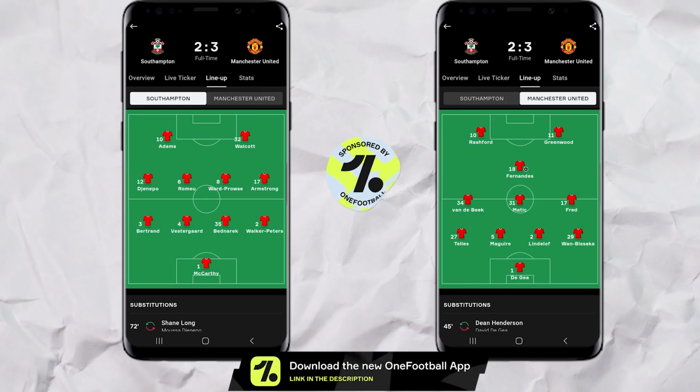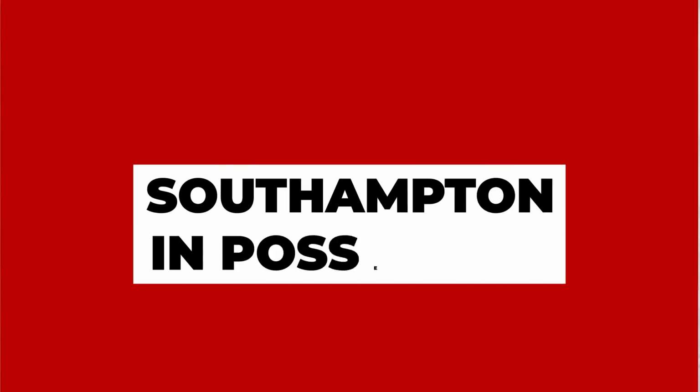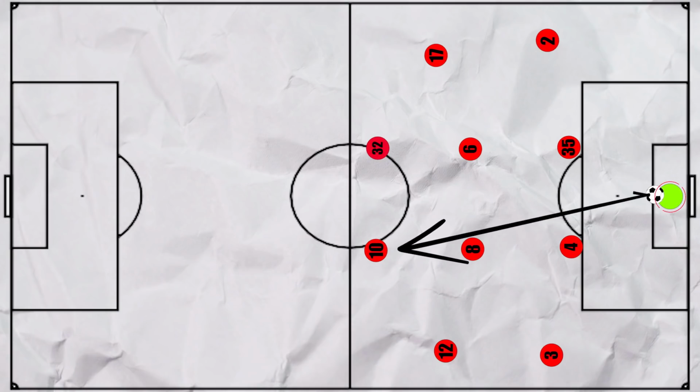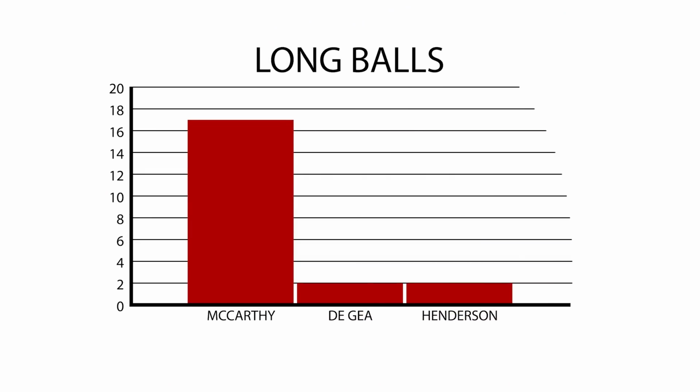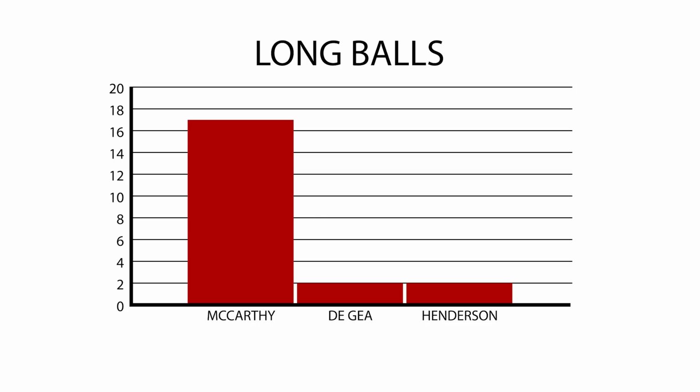Now, let's dig into the tactics. We'll briefly touch on what Southampton did in possession, as they had almost 50% of the ball. When starting deep, Southampton were willing to go longer, with Alex McCarthy attempting 17 long balls compared to a combined 4 from De Gea and Henderson.